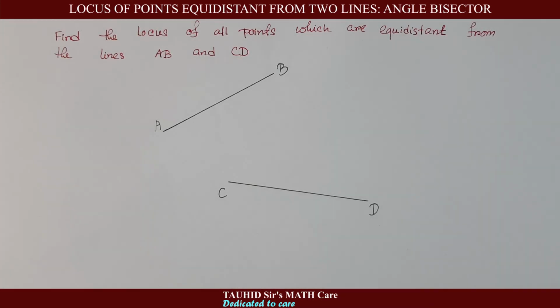Now what will happen if the two straight lines do not intersect? For example, you can see a case here, AB and CD. You are asked to find the locus of all points which are equidistant from the lines AB and CD, but these two lines do not intersect. So how can we draw the angle bisector, or what can we do now? The thing is very simple. We will extend these two lines until they intersect.